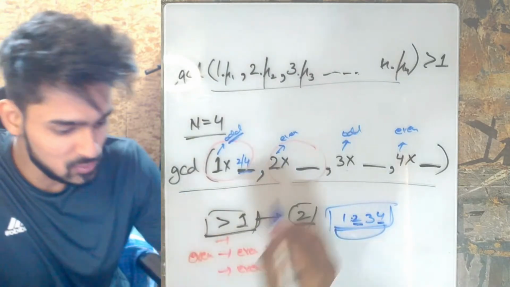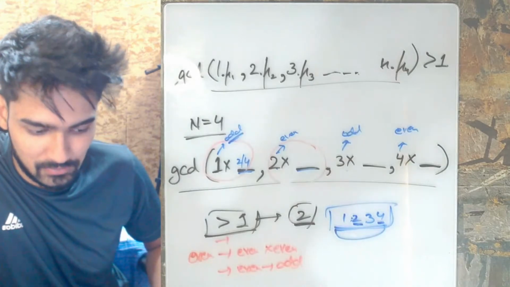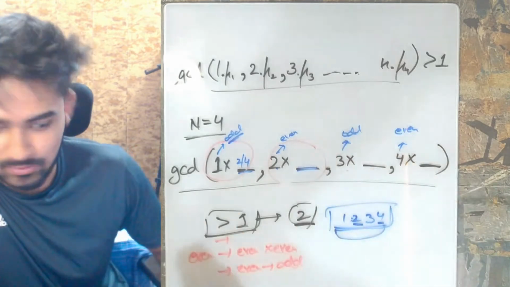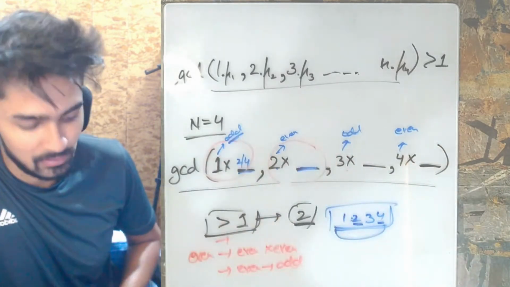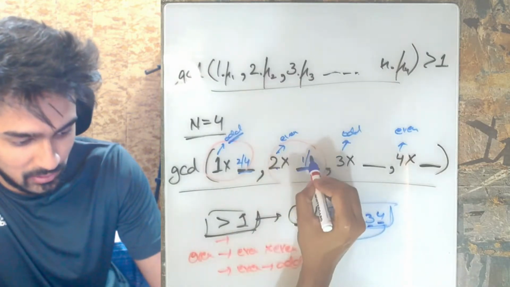Now, since 2 is an even number, you need an odd number here. The reason we won't take any even number here is because we need even numbers for the further values. So, we'll try for an odd number. How many odd numbers do we have? We have 1 and 3. So, we can either use 1 or 3 here.